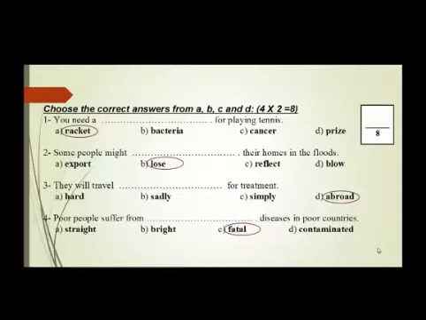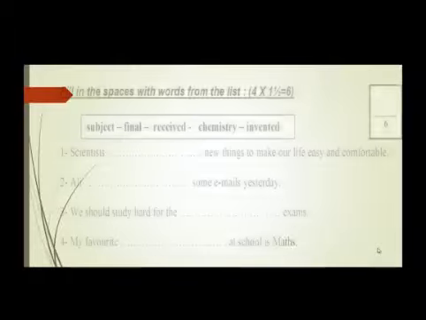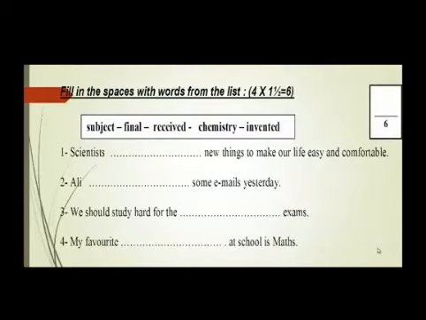In this group, you see that you have 4 questions and 4 choices. This is the first group of vocabulary. Moving on to the next group, which is related to vocabulary questions, but it is fill in the spaces with words from the list. You should read the words first in the list and understand them.